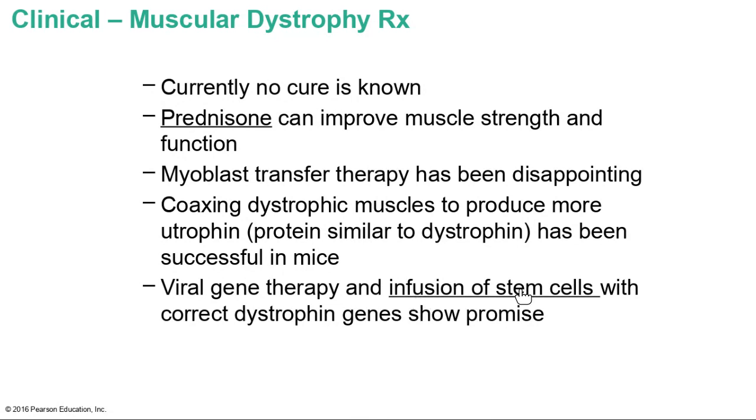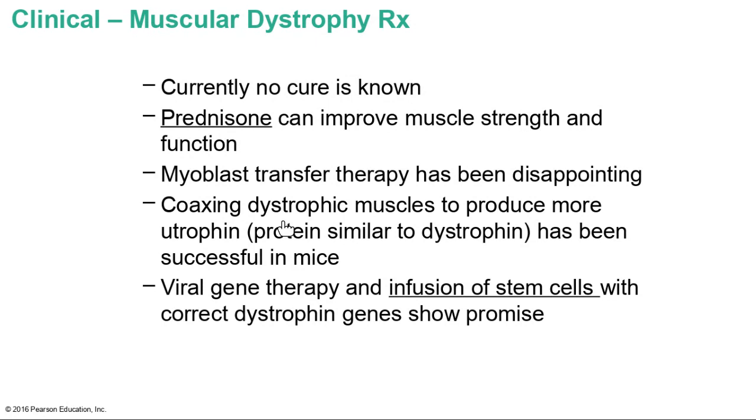What you would do in this case is have a population of stem cells, which could be the patient's own stem cells or stem cells from another host. You would take the proper dystrophin gene and insert it into the genetic makeup of these stem cells, and then inject those stem cells into the person. This is actually showing some promise, so we may see something there.